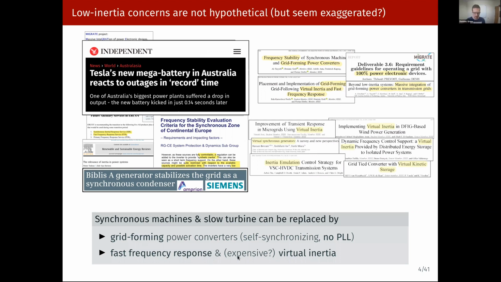Or if you want to, you can use these things to emulate an inertia response, but that may end up quite expensive as you will have to oversize the converter and put in a lot of storage to actually supply these things.